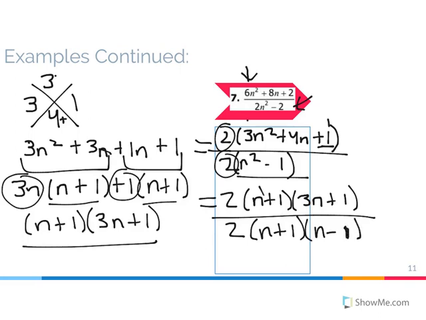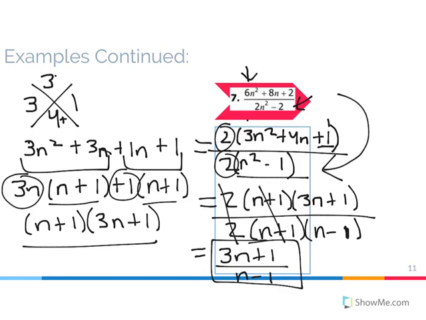Okay, go ahead and start eliminating things, and we see that we have a 3n plus 1 over an n minus 1. This is our simplified rational expression. Go back to when we simplified right there again. We need to see what n cannot equal in order to make sure that we have everything that we need.